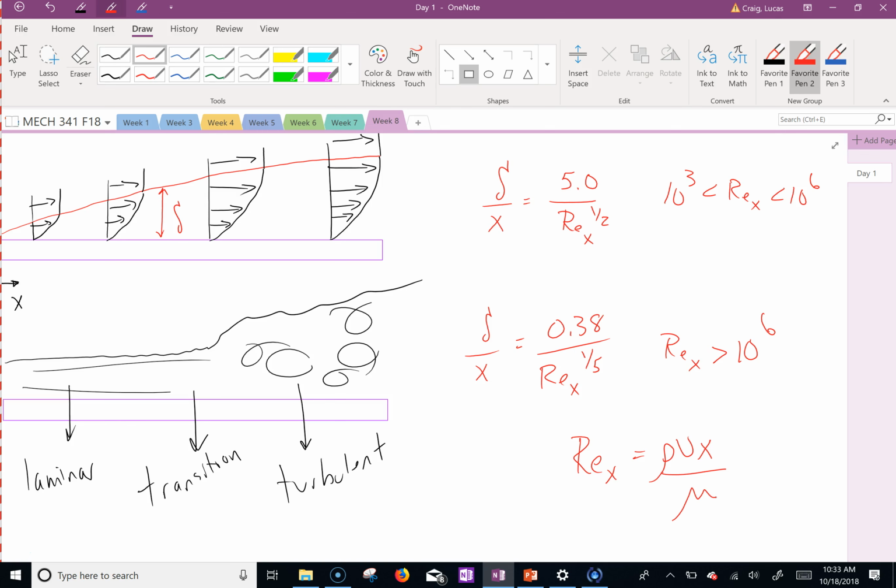If statements. Yes, they're if statements. So if Reynolds number is less than 10 to the 6, use this equation for delta. Else, use that. Okay?